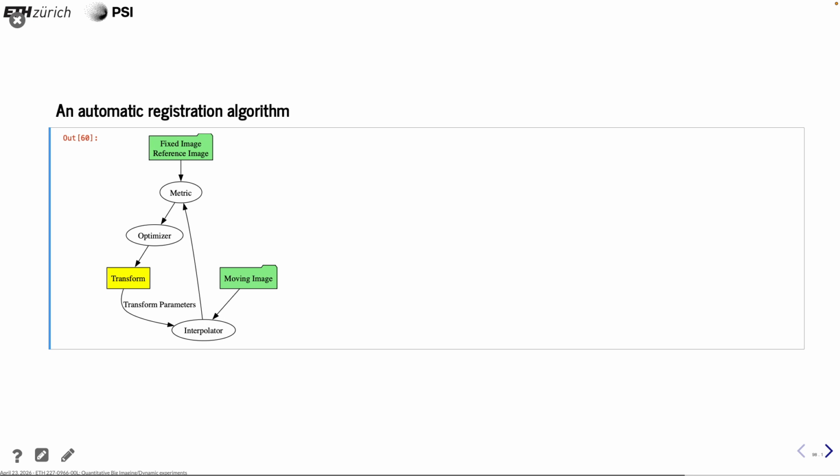What we really need is an optimizer that takes the whole thing and turns it into an automatic registration algorithm. We have the moving image, an interpolator, and the transform. It's compared with the fixed image, and then sent to the optimizer, which is often some kind of gradient descent algorithm that works out how to move the object. The optimizer then tells the transform, update yourself, this is the new transform to apply, and it iterates until you reach some kind of stability.